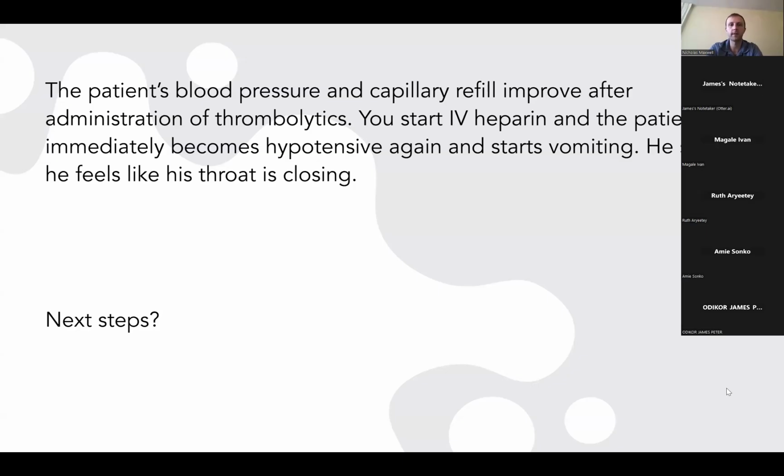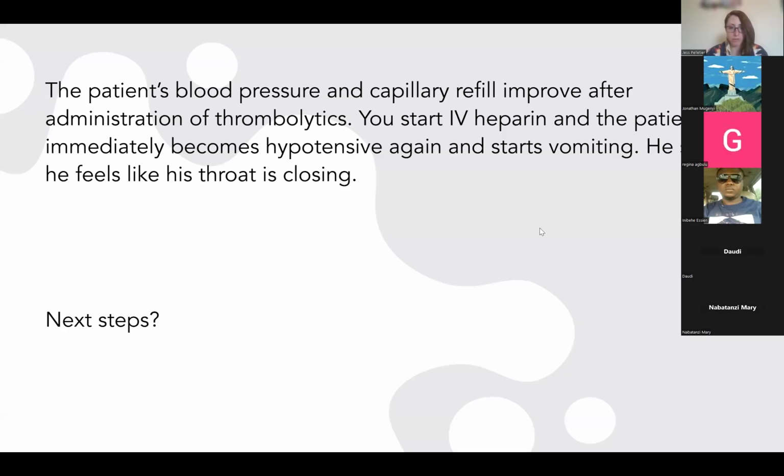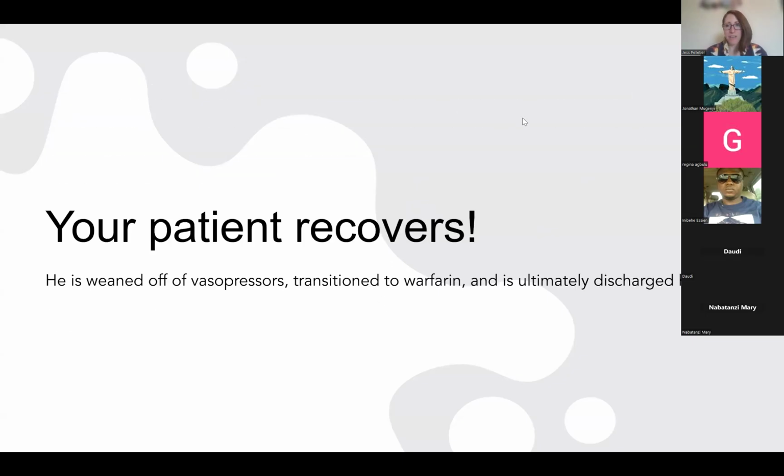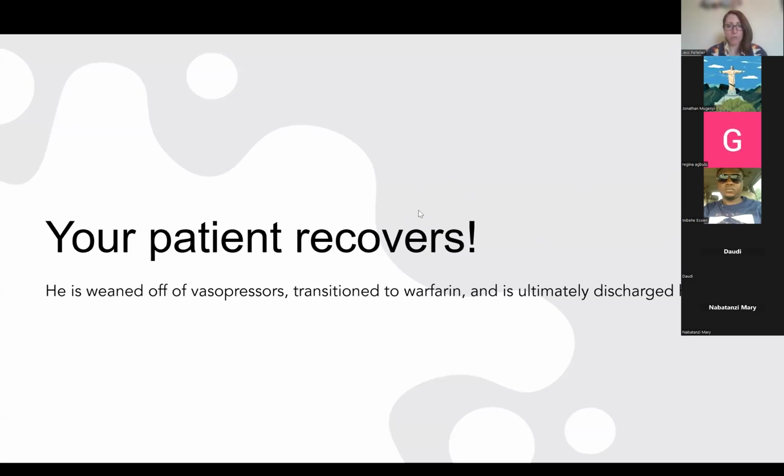So I would probably consider getting his blood pressure under control first, obviously suctioning if the vomiting is compromising his airway. And then if he's not stabilizing with the epinephrine, then yeah, either way, he'll definitely need to be intubated. All right, your patient recovers and gets weaned off of vasopressors. He's transitioned to warfarin and ultimately discharged home.